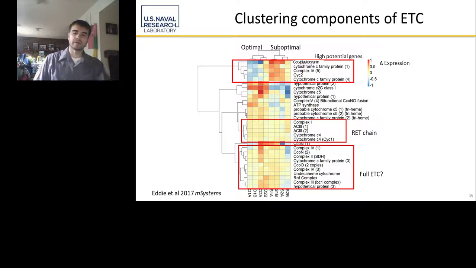And then down here in the middle, I have what's labeled as the RET chain, or the reverse electron transfer chain. And these are the genes that are going to be involved in basically generating reducing equivalents. And one of the things we see here is that they don't really change their expression very much at all. So it seems like this is being held stable, while the things on the right side of that electron transport chain are what's actually being varied.